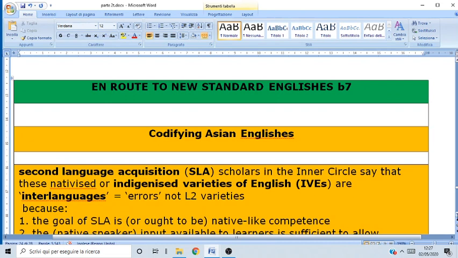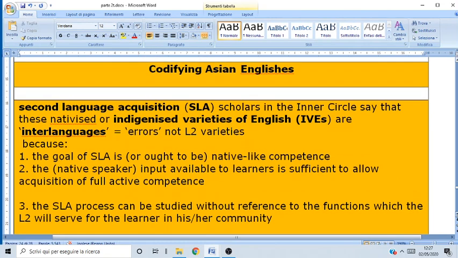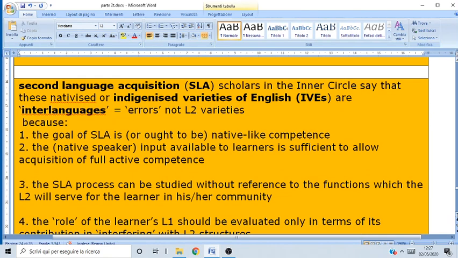B.7, going towards new standard Englishes. And we're going back to Asia, and we're going to talk about Asian Englishes. So there are these scholars in the inner circle that talk about second language acquisition, SLA.